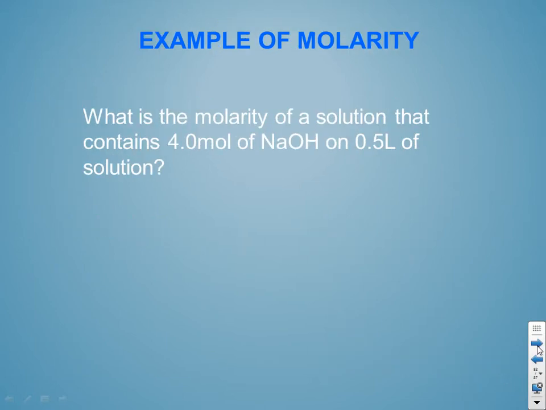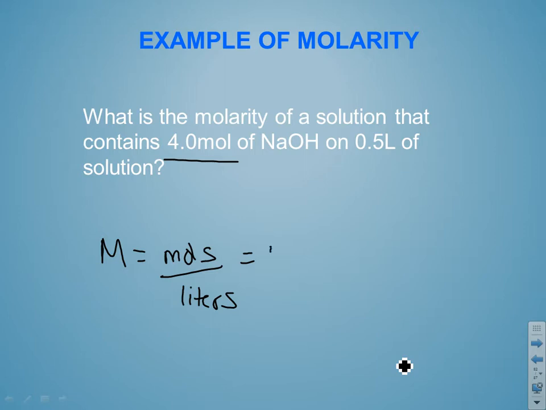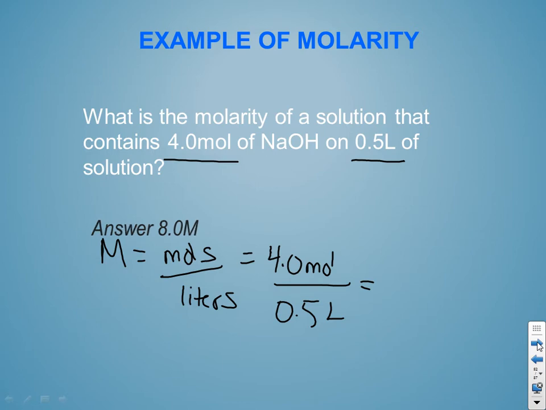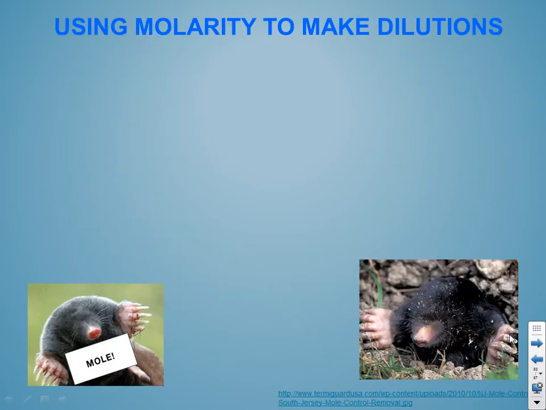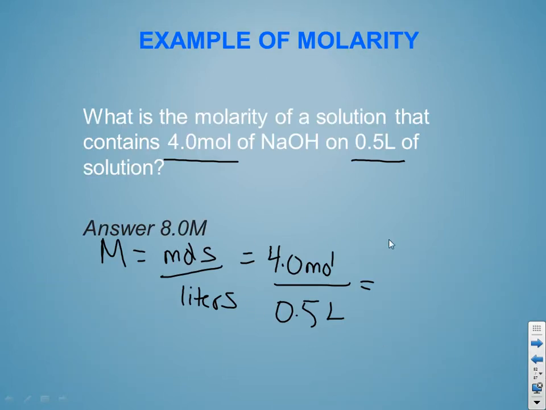So let's jump into an example. What is the molarity of a solution that contains 4 moles of NaOH in 0.5 liters of solution? So we know that our equation for molarity is molarity equals moles over liters. So we're just going to take the information we have in our problem. We have 4 moles and we have 0.5 liters. And you would just plug that right into your calculator. And you would get that you have a molarity of 8. When we write molarity, we're going to write a capital M. So you'll see 8.0 M would be your final answer.